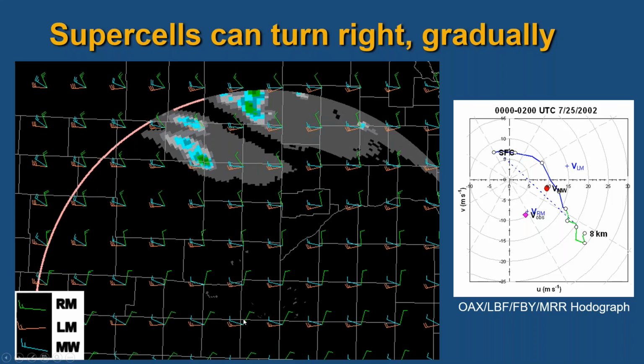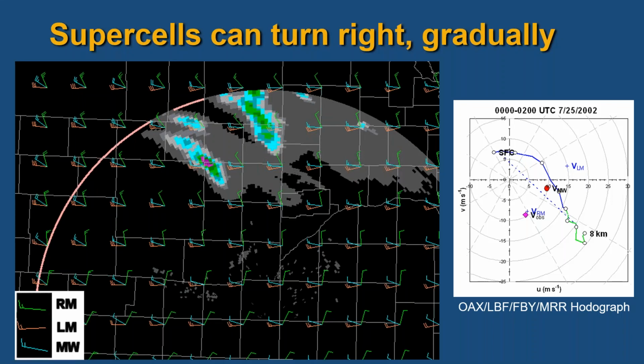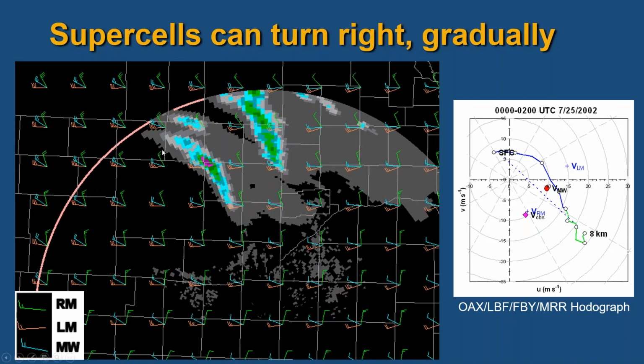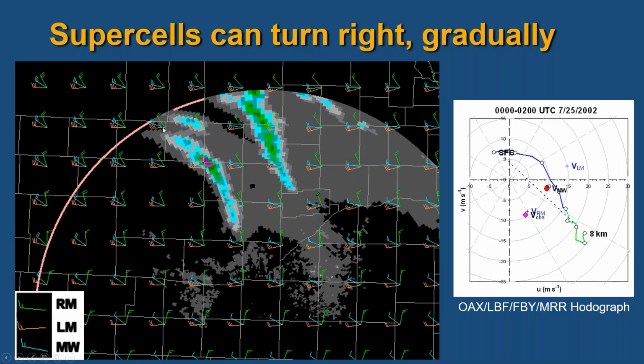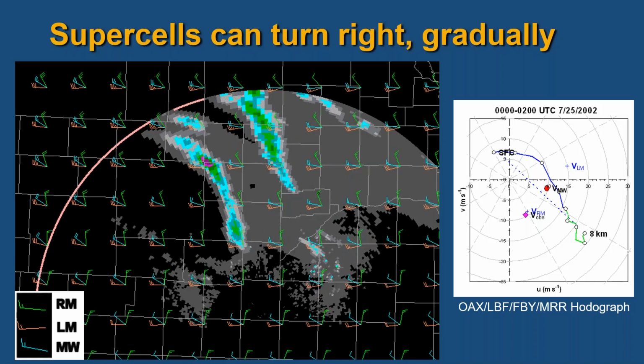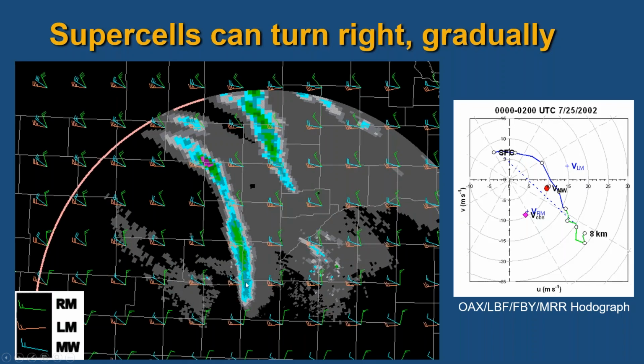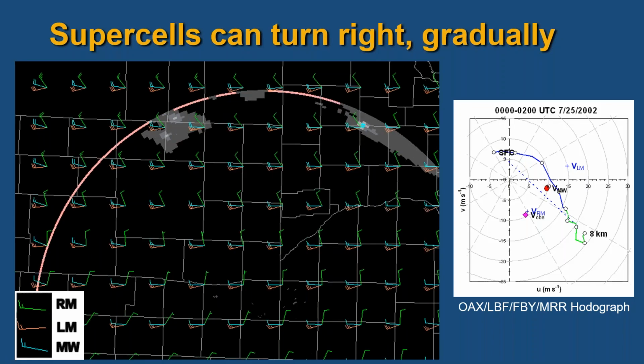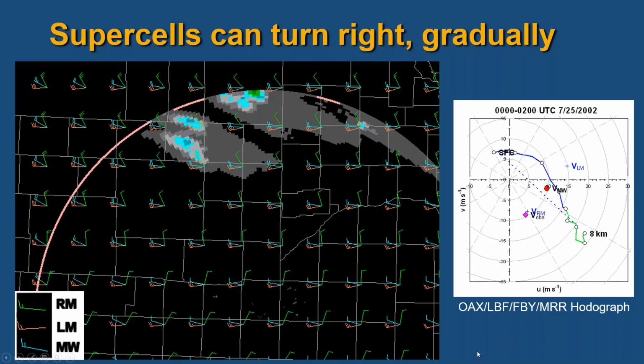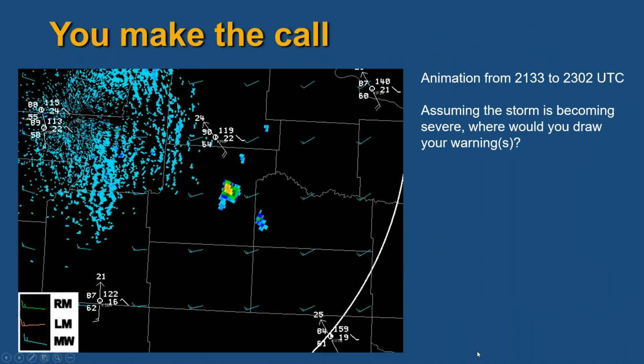Eventually becoming south. And you can say, wow, what was going on that it kept turning right? Well, the environment was not the same everywhere. The shear profile changed with time such that as you got later on in the life cycle of the supercell, the shear changed, so the supercell motion would be towards the south. So this is an example of a gradual right turn.